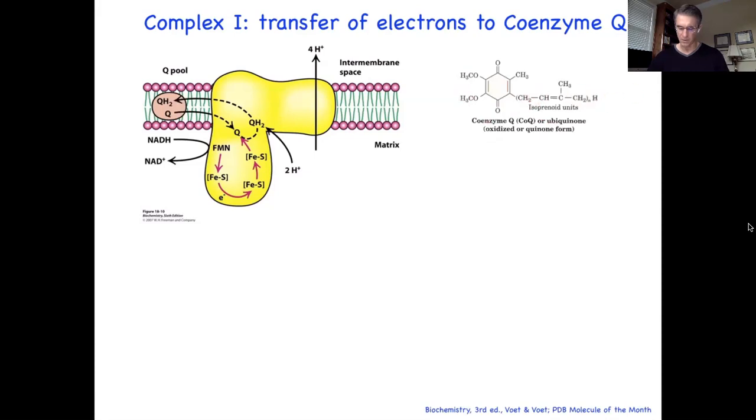You extend these isoprenoid units out to 14, 16 carbons. This thing is not going to be soluble at all in solution. There's no way. Those isoprenoid chains are going to happily solubilize themselves down into a membrane, and that's where coenzyme Q lives. You can think about it as being dissolved into, or soluble or diffusive within, the inner mitochondrial membrane itself, right?